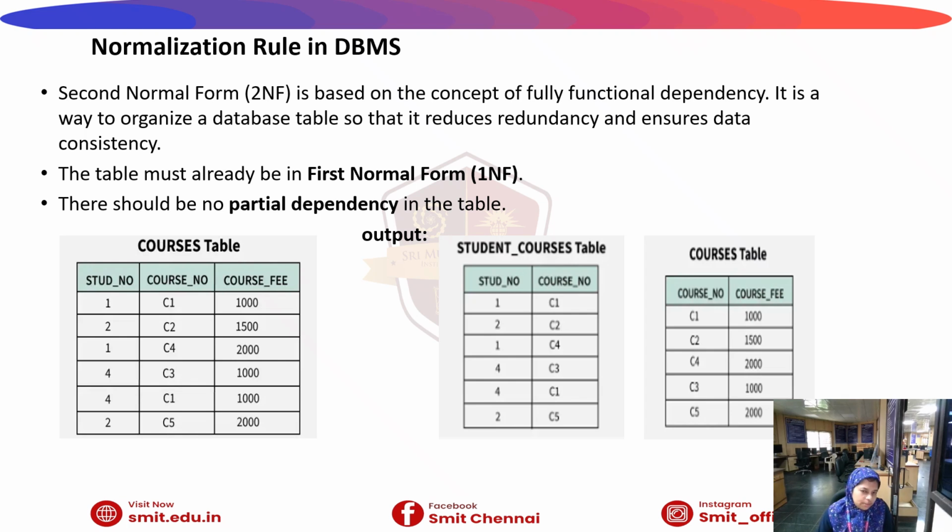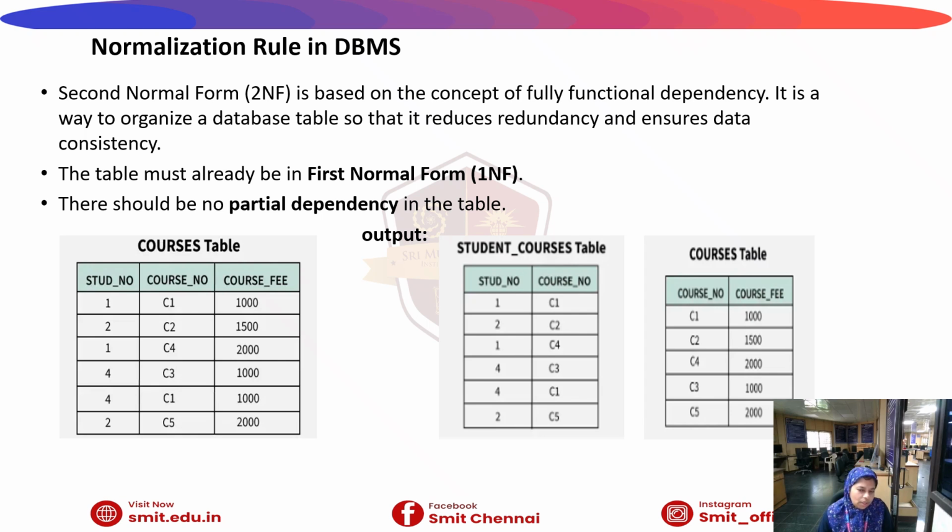So look at this student course table. The course table consists of student number, course number and course fees. The output can be a student table and a course table. The student table shows that the student number we can relate with the course number. That is the student table.